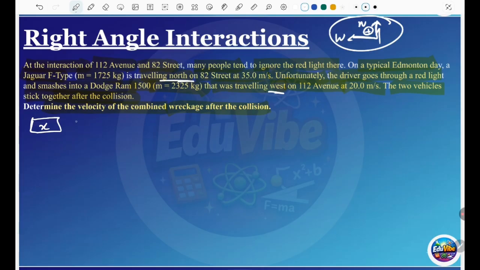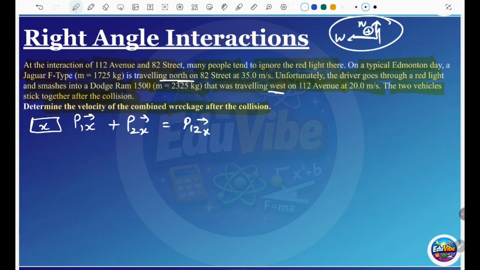So the x component: we have initial momentum p1x, which is the momentum initially in the x component, plus p2x, which is our second vehicle in the x direction, if it has one. This is equal to the combined momentum, since it is a hit and stick collision, in the x direction.